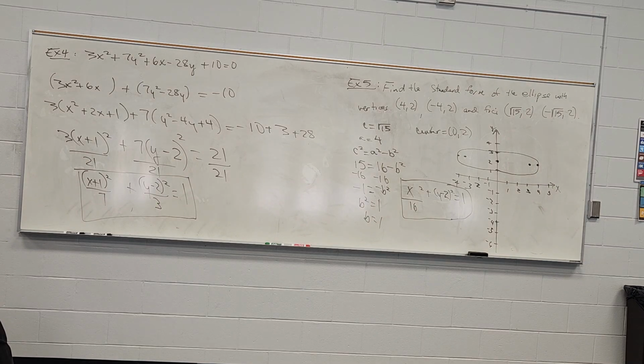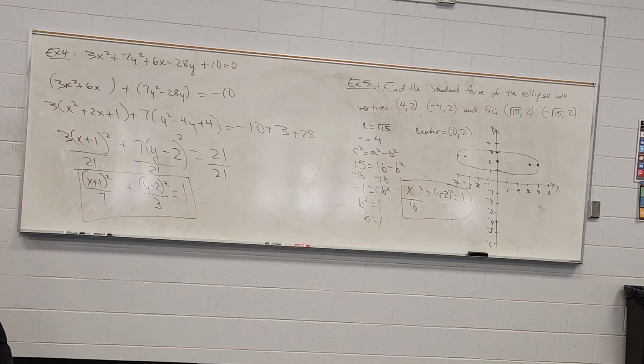Okay? Again, the distance from the center to one of the vertices, that length is always going to be a on your major axis. The distance from the center to one of your endpoints on your minor axis is going to be b. And again, c is the distance from the center to one of the two foci. The distance from the center to a focus is always going to be c. So c was square root of 15 and a had to be 4. Once you know what c and a are, you can find b. Once you know a, b, and c, and you know the center, you can write the equation of the ellipse.